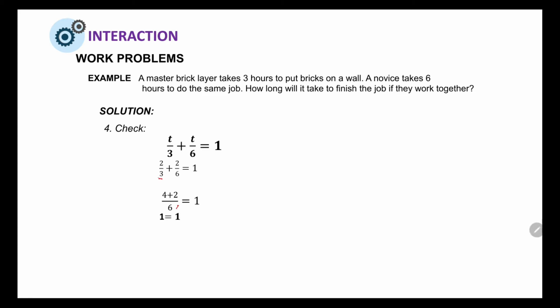So 6 divided by 3 is 2 times the numerator of 2. So that's why we have 4 here. And 6 divided by the denominator of the second fraction is 1 times the numerator, which is 2. So we have 4 plus 2 over 6 equals 1. 4 plus 2 is 6, divided by 6 is equal to 1. So 1 is equal to 1. So the answer is correct since 2/3 plus 2 over 6 is equal to 1.